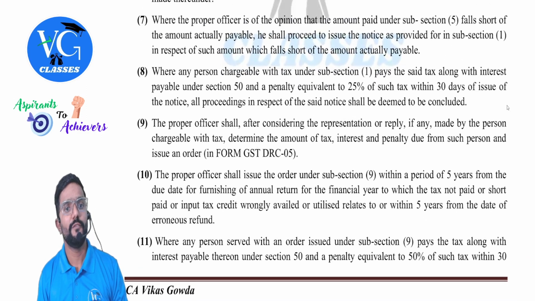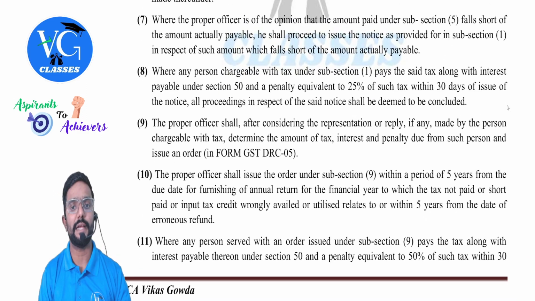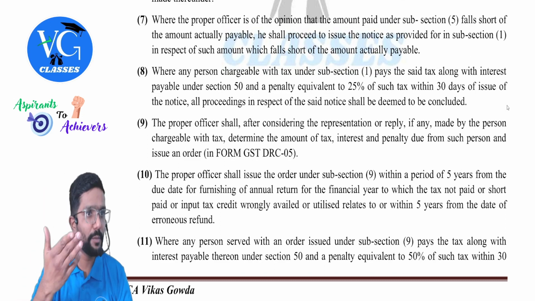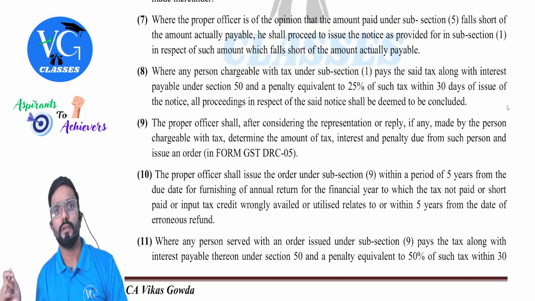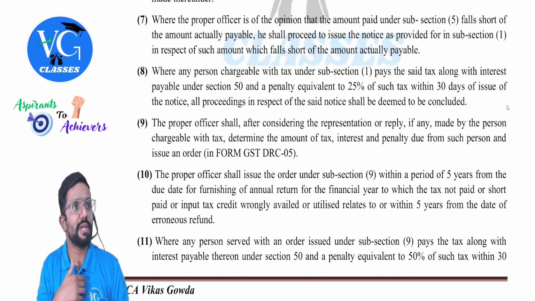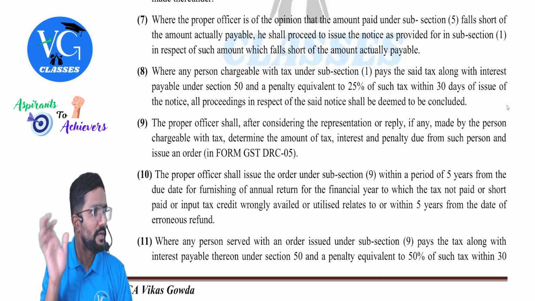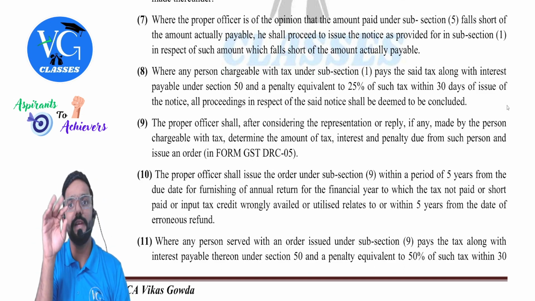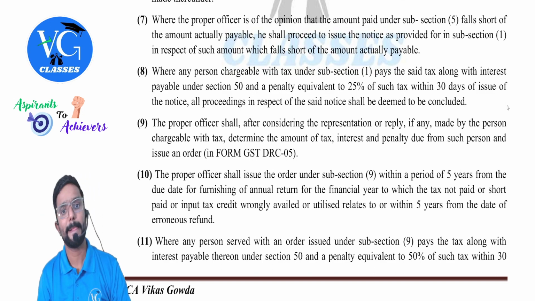Subsection 7. Where the proper officer is of the opinion that the amount paid under subsection 5 falls short of the amount actually payable, he shall proceed to issue a notice as provided for in subsection 1 in respect of such amount which falls short of amount actually payable. That is, if I have short paid and given the information, but the proper officer understood that whatever I have paid is not full, can he issue a notice for the remaining amount? Yes.